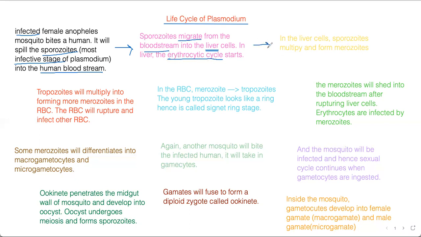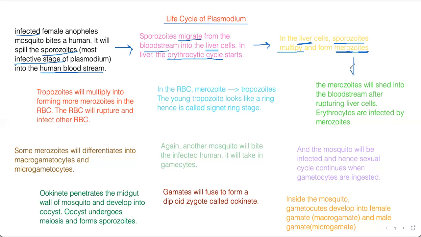And after that, in the liver cell, the sporozoite multiplies. It multiplies in number and forms merozoites. Okay, so it will form merozoites.